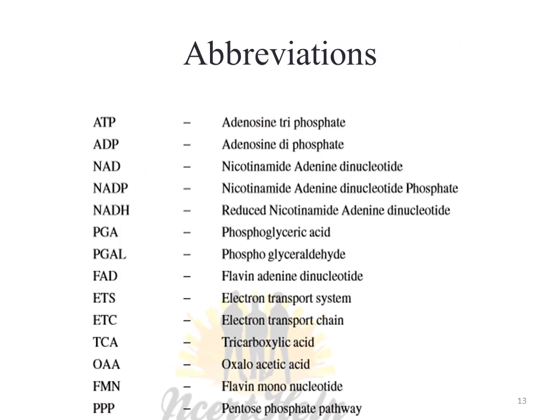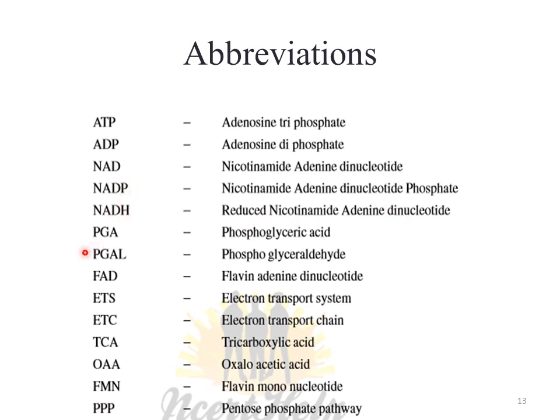These are some abbreviations which will be used in the whole procedure when I explain the process of respiration, that is glycolysis, oxidative phosphorylation, Krebs cycle, and electron transport chain. So I will explain all of these abbreviations here. Next, I will use only this abbreviated form for each molecule. So ATP stands for adenosine triphosphate, ADP for adenosine diphosphate, NAD for nicotinamide adenine dinucleotide. NADP stands for nicotinamide adenine dinucleotide phosphate. NADH stands for reduced nicotinamide adenine dinucleotide, and the difference between these two is the difference in phosphate and hydroxyl group which is attached.